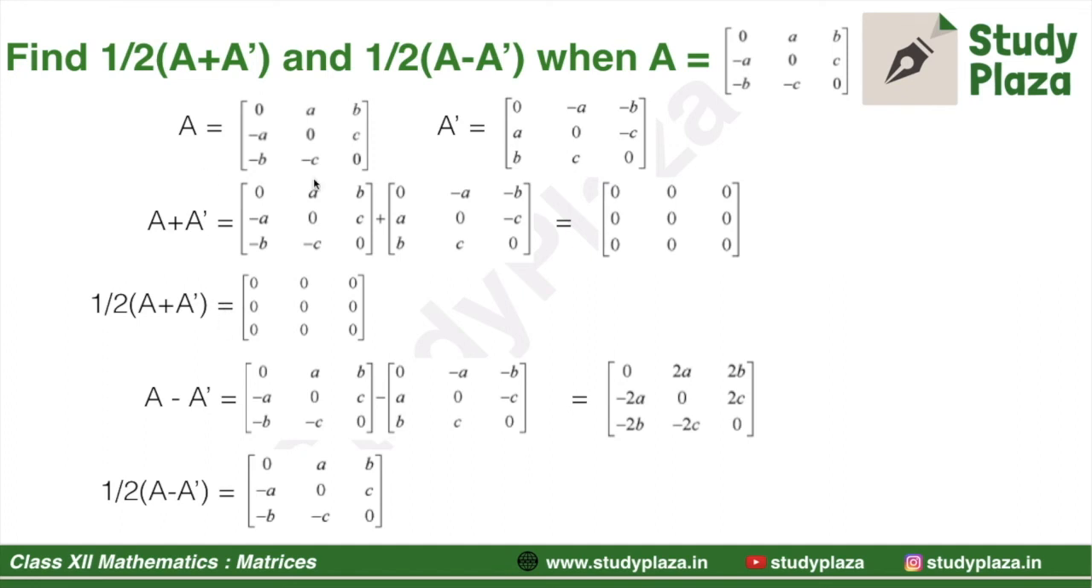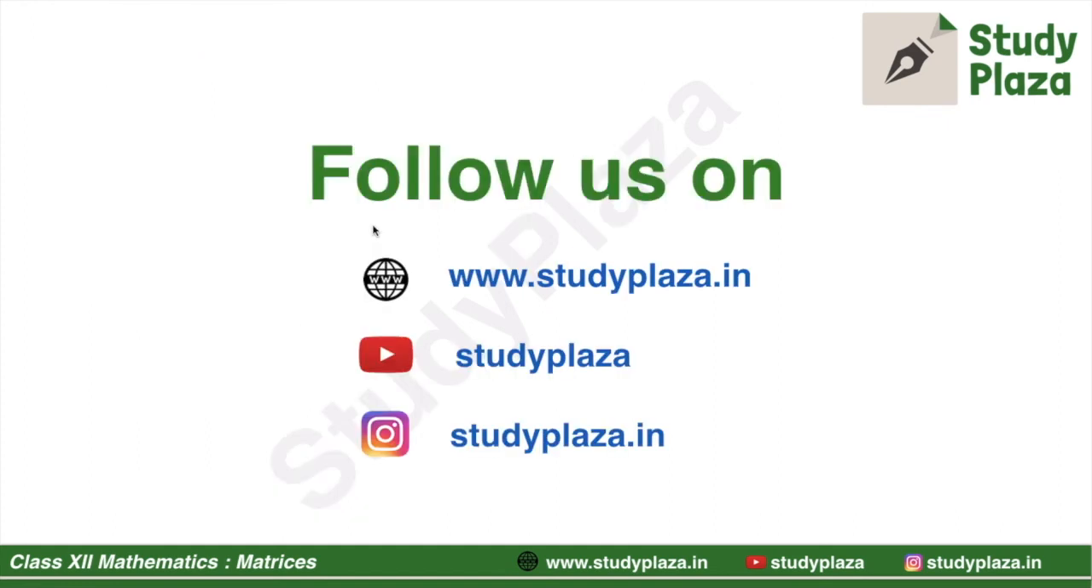Now we will subtract these two matrices, that is A minus A dash, this way. 0 minus 0 is equal to 0. a minus minus a will be equal to 2a. Similarly, b minus minus b will be equal to 2b. Similarly, we will subtract all the elements and we get this matrix, and we multiply with half, and we get the value: 0, a, b in the first row, minus a, 0, c in the second row, minus b, minus c, 0 in the third row. So this is the value of half of (A minus A dash), and half of (A plus A dash) is equal to 0.